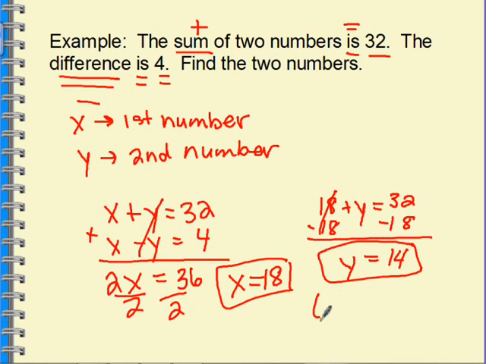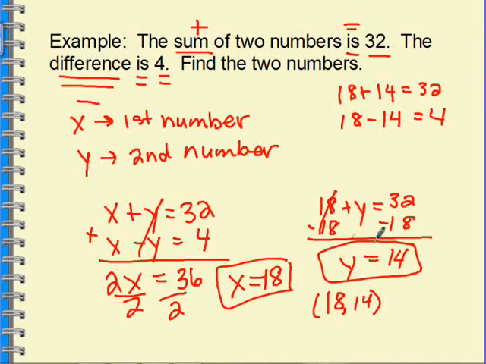So I would say, okay, we can put it as an ordered pair. We can put it as an x, y since it's a word problem. Let's double check. When I add 18 plus 14, what do I get? 32. When I subtract 18 minus 14, what do I get? 4. So I know I have the correct answer. All right, next.